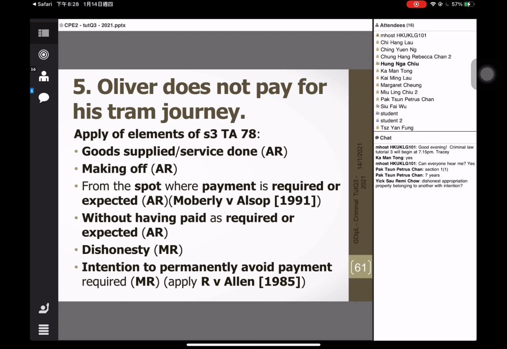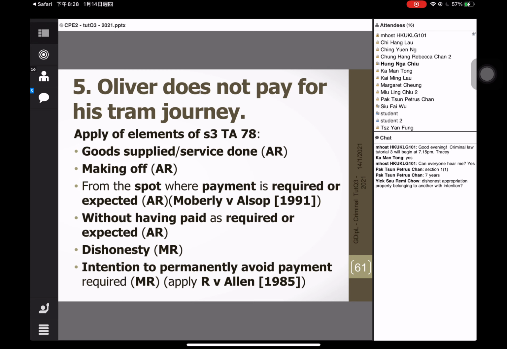It's got a few stages, and it's fairly limited in scope. So various elements are provided by Section 3 of the Theft Act 1978. Now, this offence, Section 3 of the Theft Act 1978, was not abrogated or abolished by the Fraud Act 2006, because it was never a deception offence. So here it's goods supplied or service done. Well, clearly the tram ride is service done.